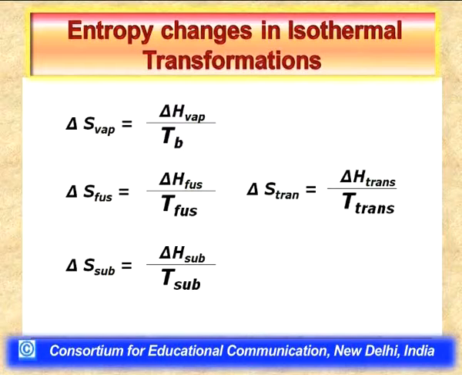So in general, let us have a look at delta S trans. This represents the entropy change for a particular phase transformation, which equals delta H, the enthalpy change for that phase transformation, divided by its temperature of transformation, the transition temperature. The transition can be vaporization, fusion or sublimation.